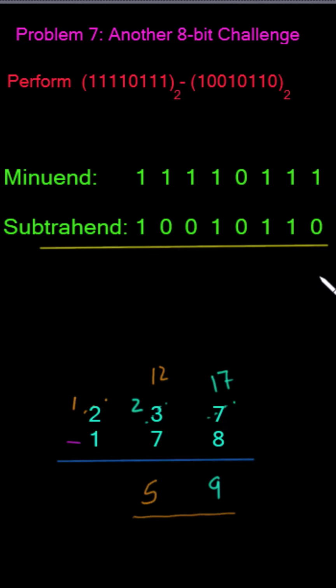1 minus 0 will give us 1. 1 minus 1 will give us 0. 0, 0, 0. 1 minus 0 will give us 1. 1 minus 0 will give us 1. And 1 minus 1 will give us 0.